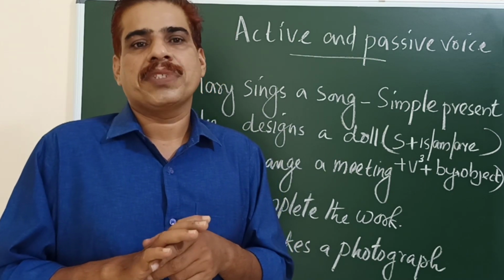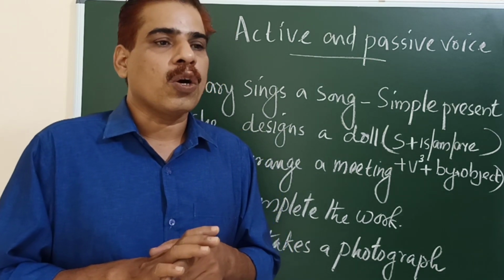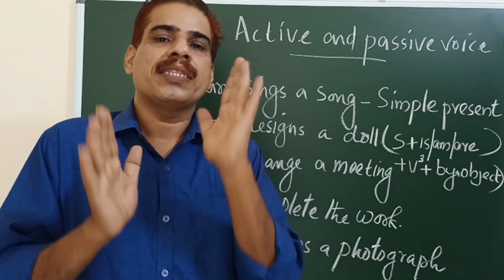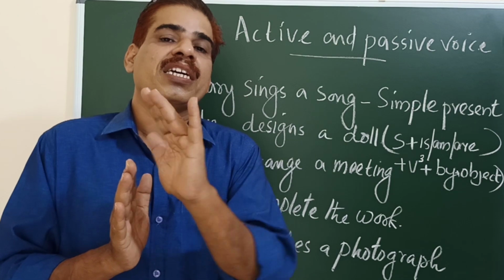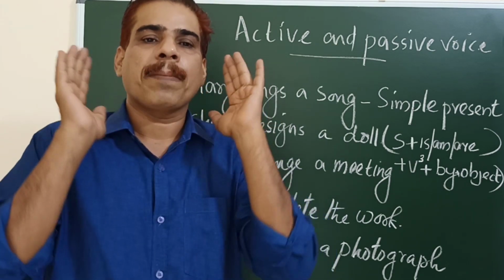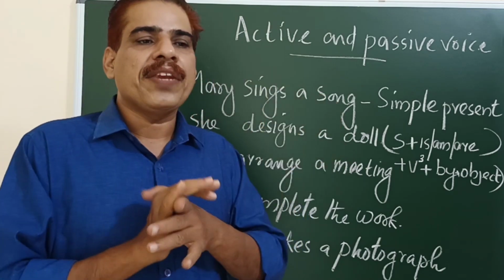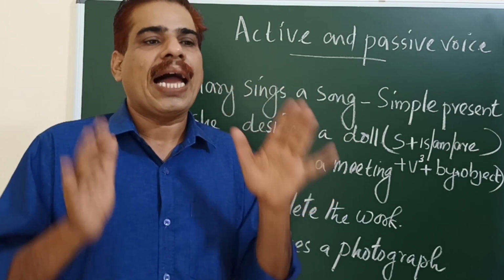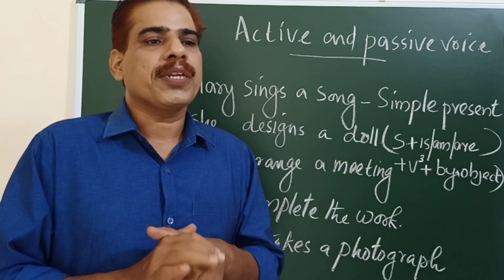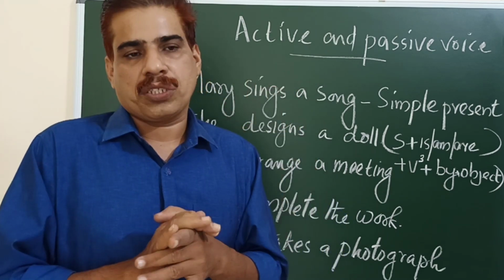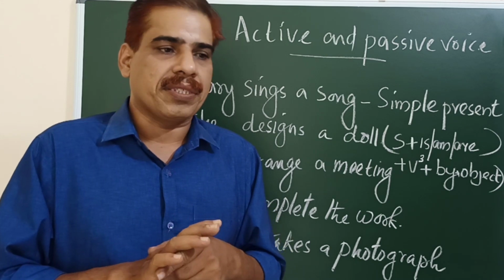In the active voice, the subject is the doer of the action. But in the passive form, the subject becomes the receiver of the action. That's a major difference. The subject is actively involved in the action in the active voice. The subject is important in the active voice.